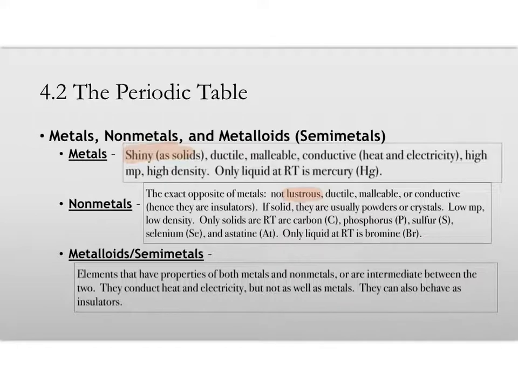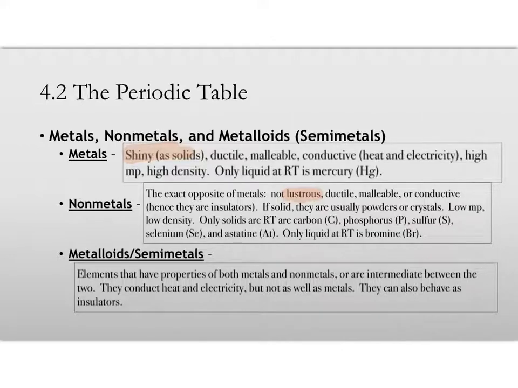Metals have high melting points. They usually have high densities, and the only one that is a liquid at room temperature is mercury. There are none that are gases at room temperature. The nonmetals basically have the exact opposite properties of metals. They're not lustrous. They're dull if they're a solid.